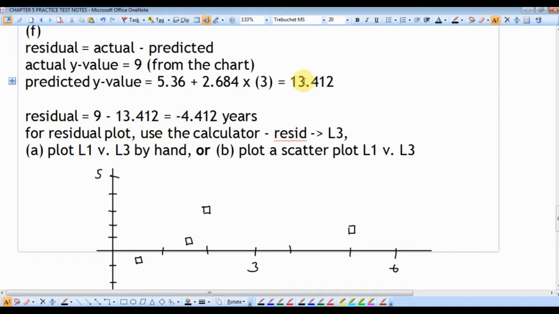Okay, and then of course the residual calculation is a simple thing. It's just actual minus predicted. So here we have 9 minus 13.412. That gives me a residual value of negative 4.412. And in keeping with what we were talking about, a negative residual means an overestimation. You see that here. We estimated 13, the actual was 9. That's an overestimation, giving us a negative residual.